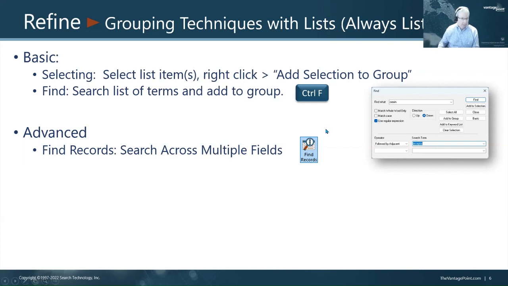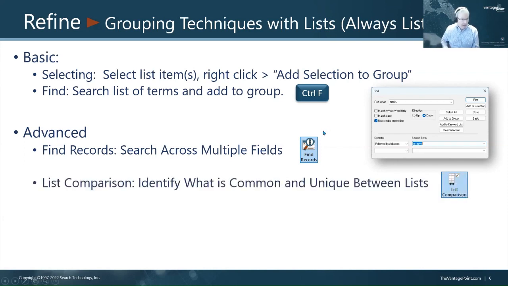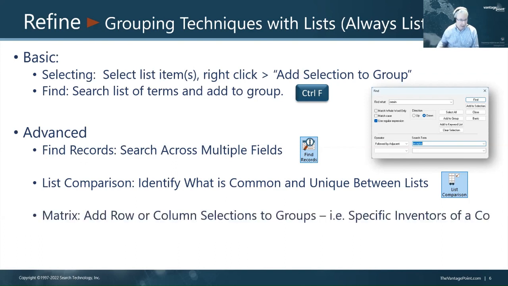So that's basically the find capability. List comparison is quite handy in terms of identifying not only what is in common between two groups, but what is unique. And we'll explore that briefly.